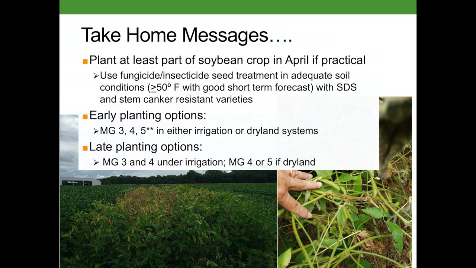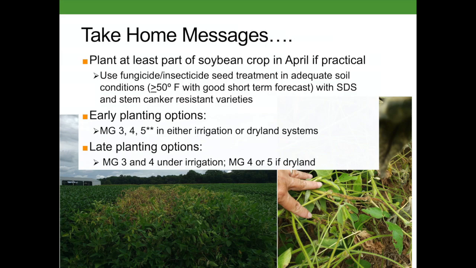So I think our data points out that in Tennessee, if you want to plant early, whether you're watering or not, you've got good choices. A 3, a 4, or a 5 would all be good choices if you're going to plant early. If you are partial to group 5s, one way to help them yield better is to plant them early, in April in particular. We've seen that in some of our work.